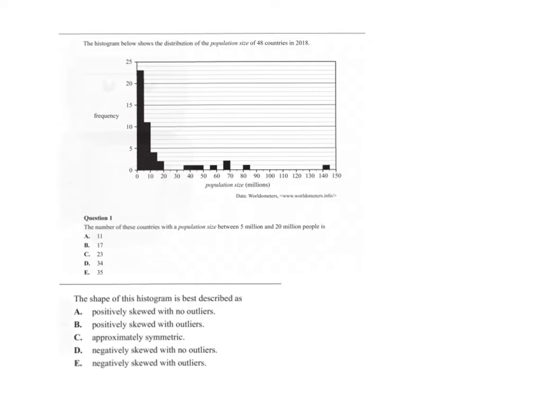So the histogram below shows the distribution of the population size of 48 countries. So that is our N. So we know that 48 countries were surveyed in total. The number of these countries with a population size between 5 million and 20 million. So this up here is a frequency.